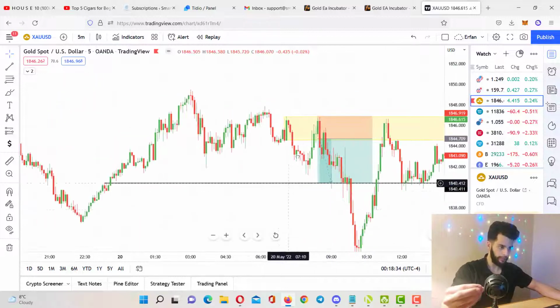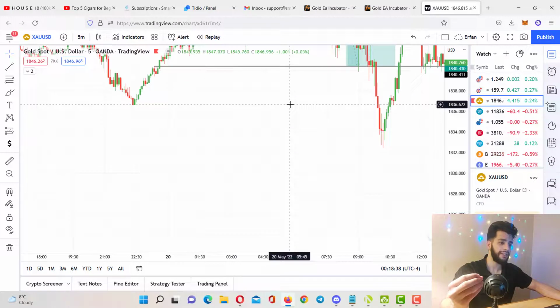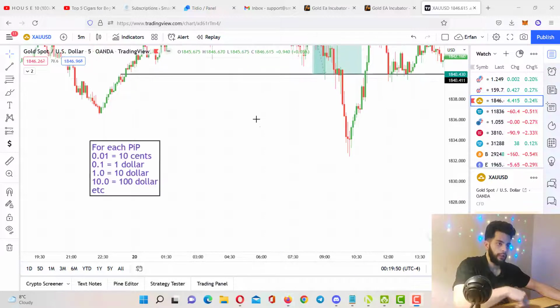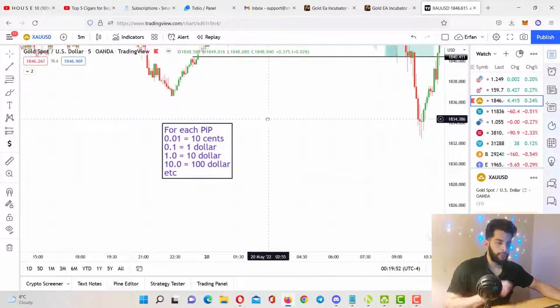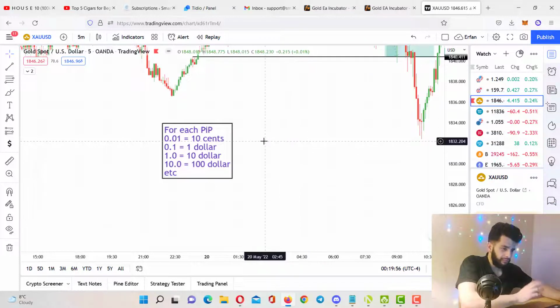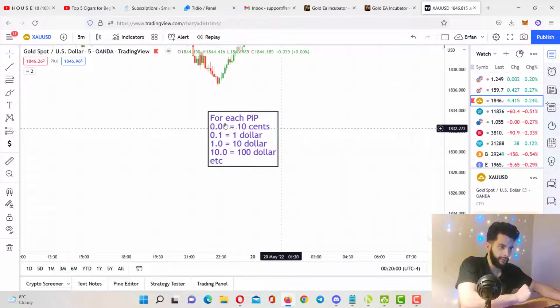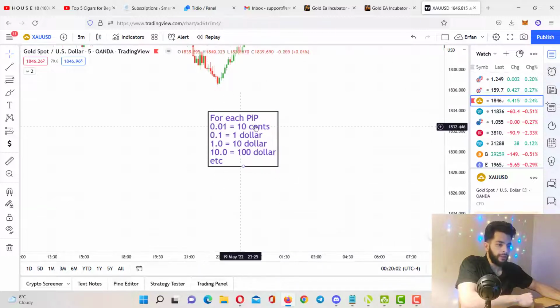What is a pip, guys? The first thing you need to understand is lot sizes and pips. So I'm going to show you an example right here. This is the example that I actually prepared for you, which is very simple. I don't want to overcomplicate it because I want to show you what the concept is. We are not doing heavy math here, so we are not wasting our time. So look at this, guys.